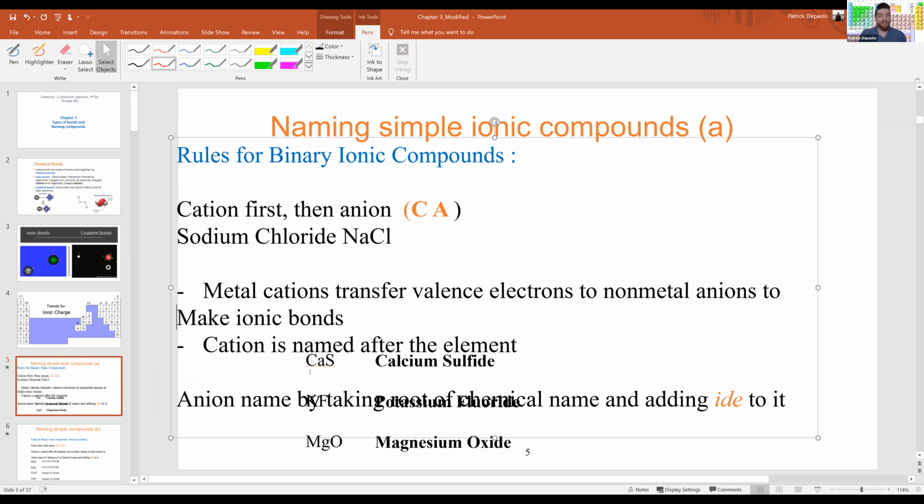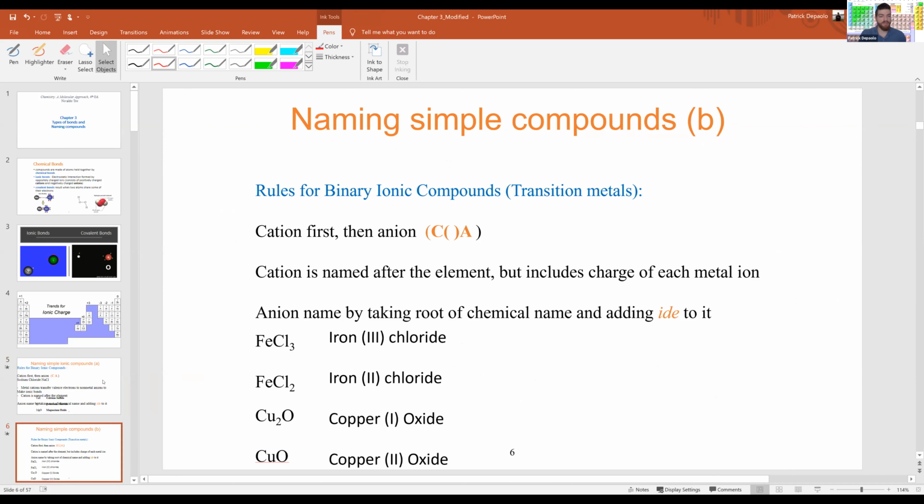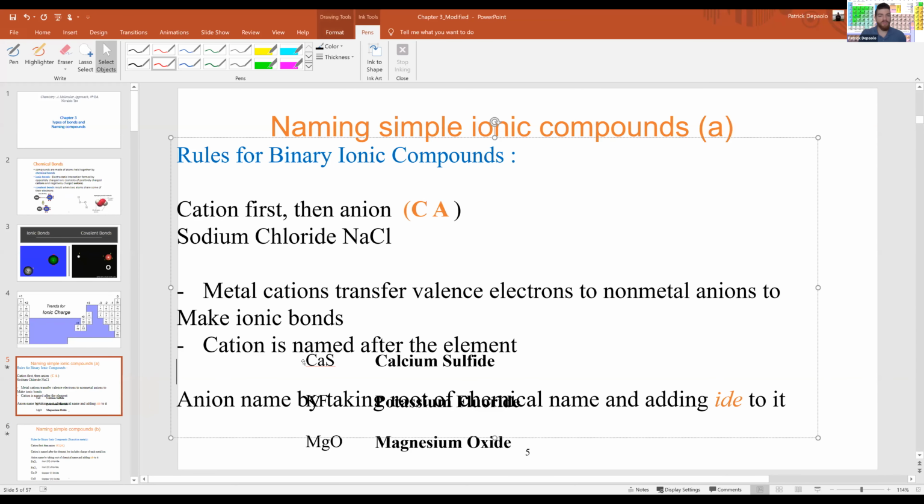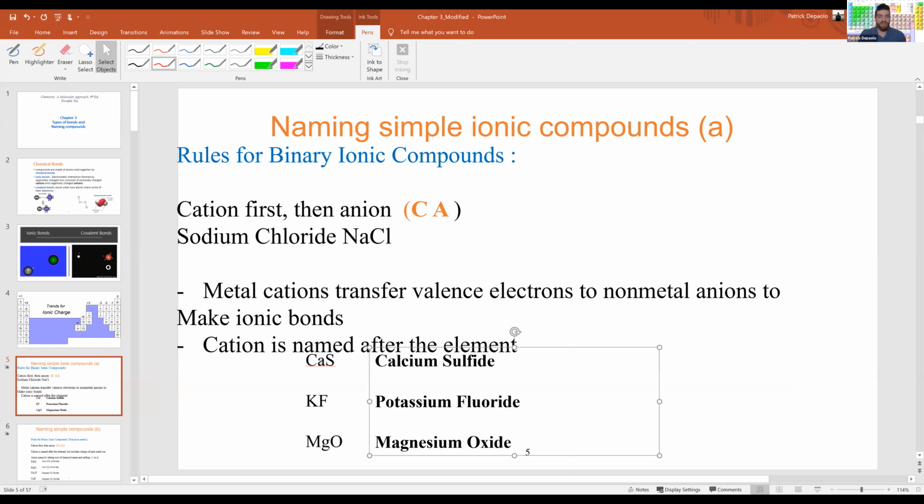Okay, so we basically have the rules down. For simple ionic compounds, you have the cation, and then you add the IDE ending to the anion. So examples, and I'm not sure if you can see them right here. We'll get rid of this. Examples, CaS, C-A-S. Ca is calcium. You just name the metal. S is sulfur. So you change the ending to sulfide. So it'd be IDE, sulfide.